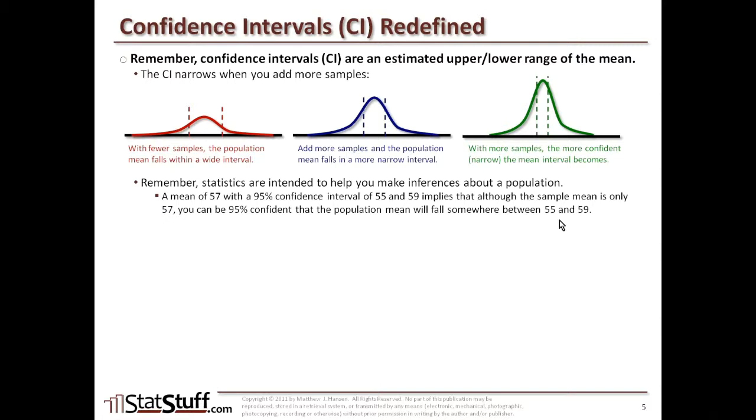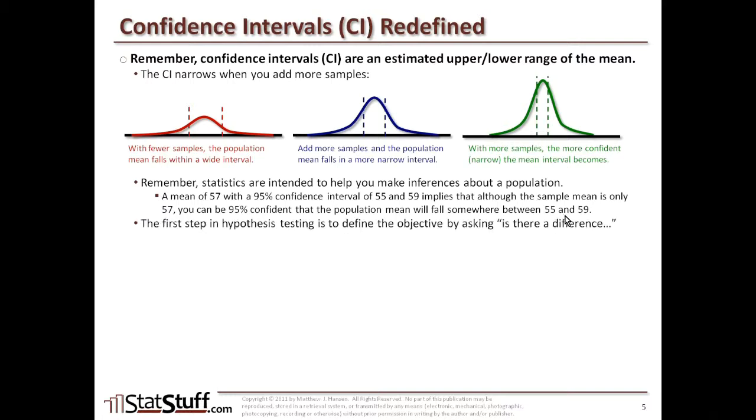If we were to double our sample size or triple our sample size, then the confidence interval might narrow. Again, we might come up with the same mean of 57, but it might make it more narrow, where now the range is between 56 and 58. So it gets more and more narrow with the more data that we collect.